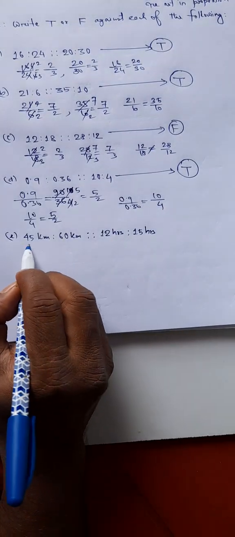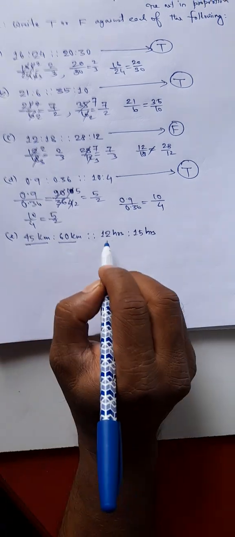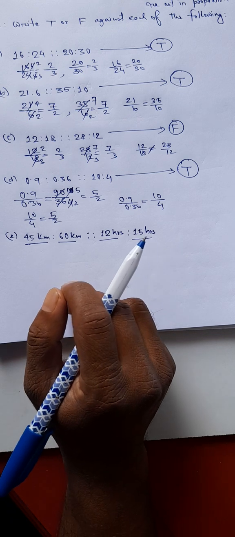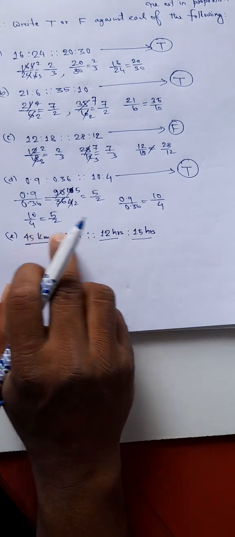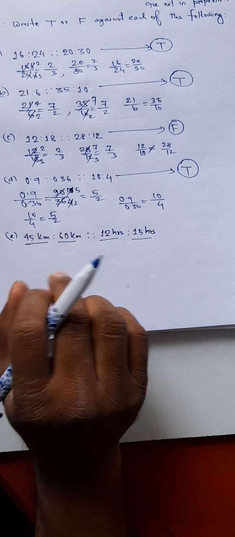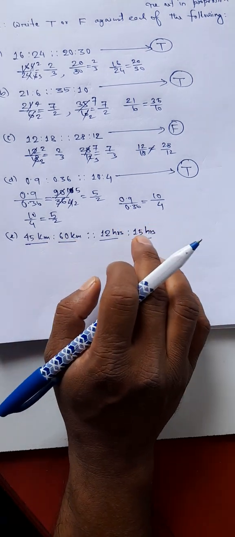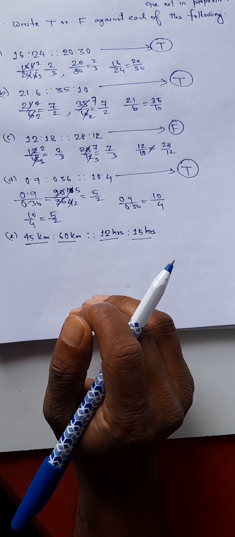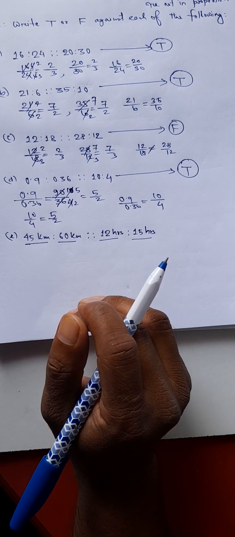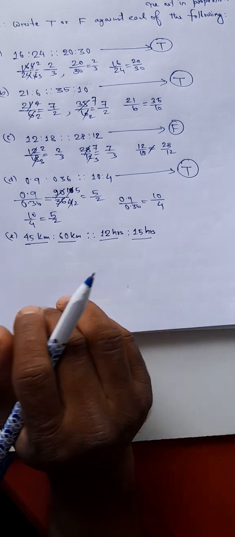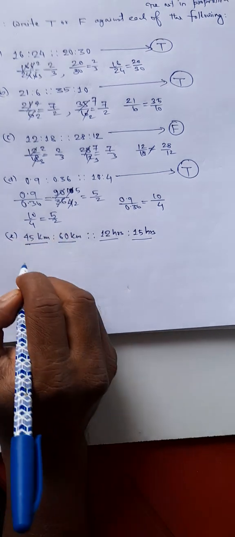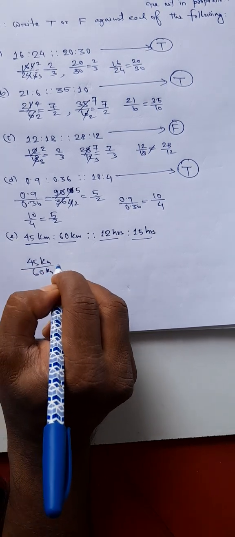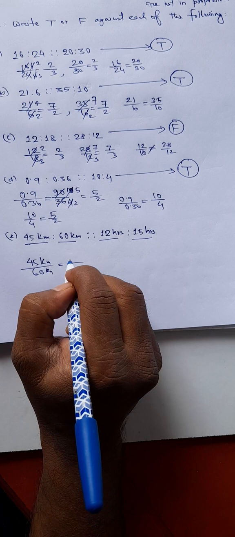Now let's check this. 45 kilometers to 60 kilometers, 12 hours is to 15 hours. Are they in proportion? Now you see here the first two quantities are in the same unit and the second two quantities are in the same unit, because we have already defined that in a ratio we only compare quantities of the same kind. So A is to B means 45 kilometers by 60 kilometers. Kilometers cancel each other. 45 by 60.